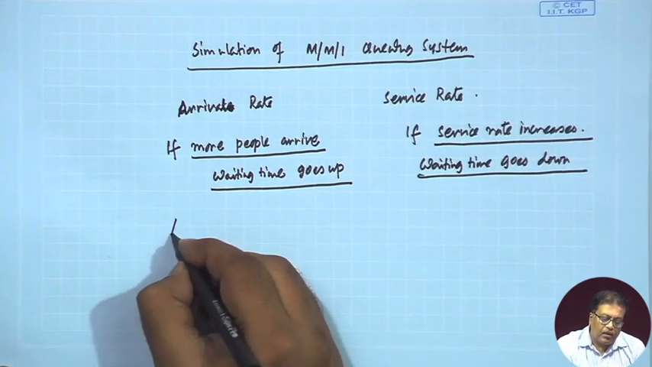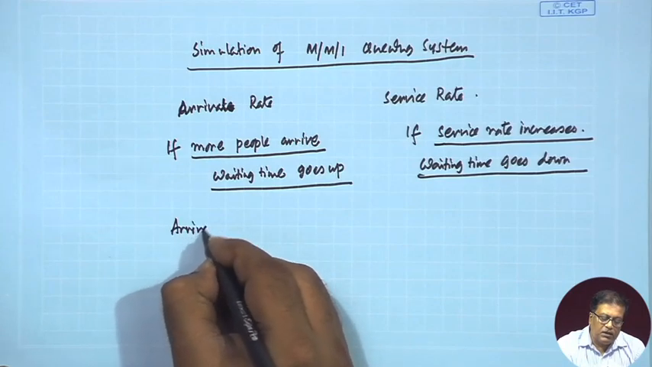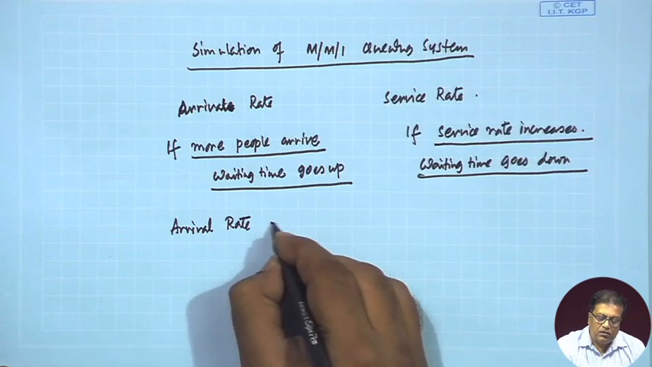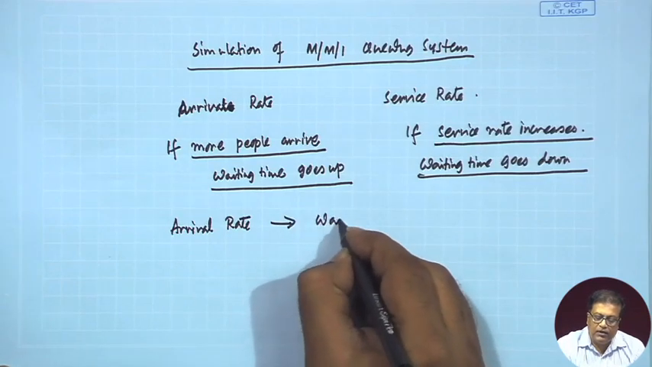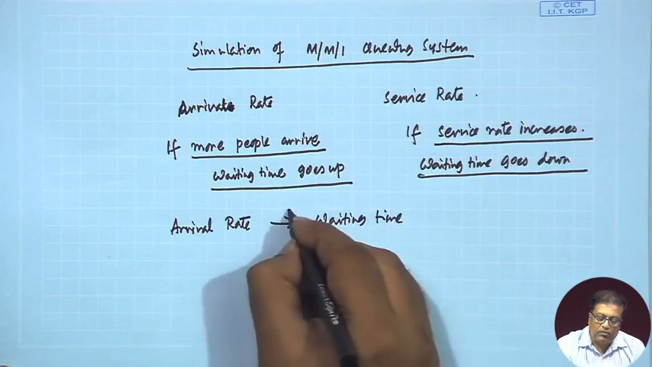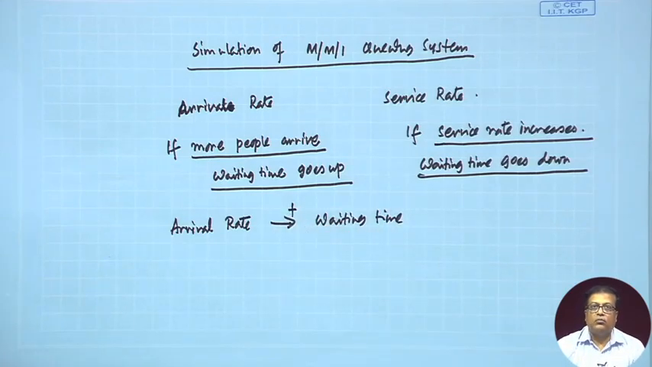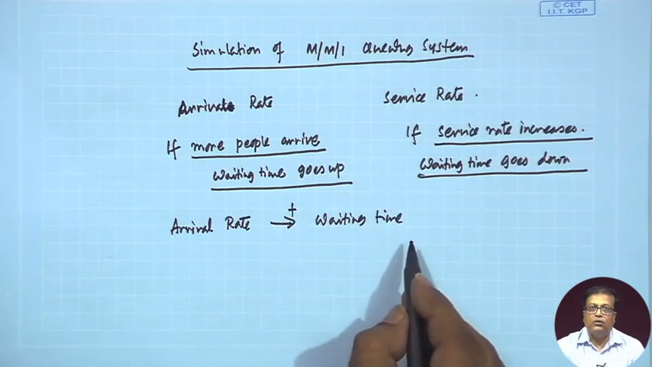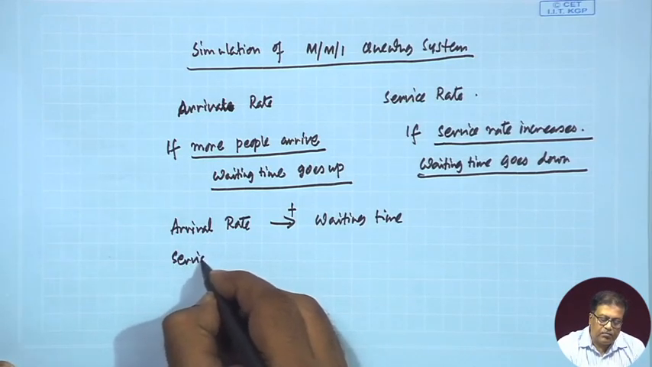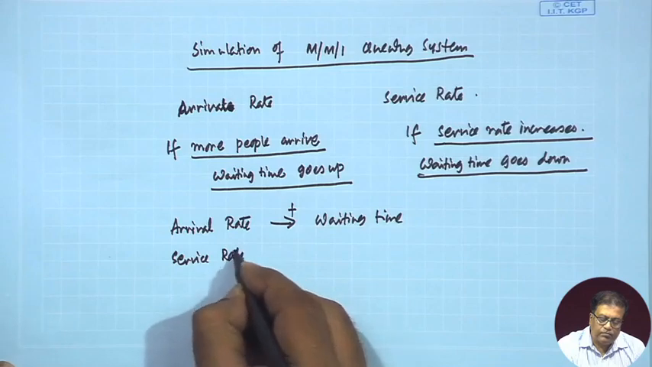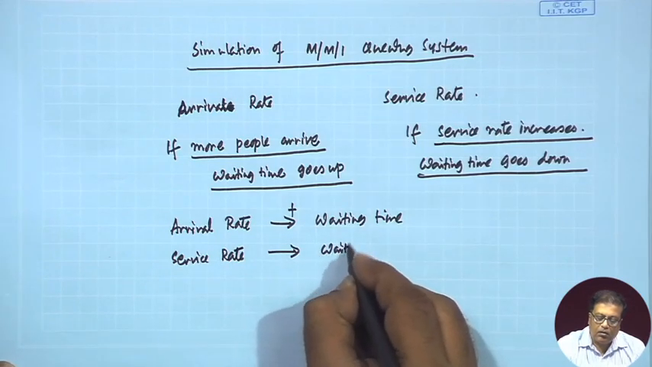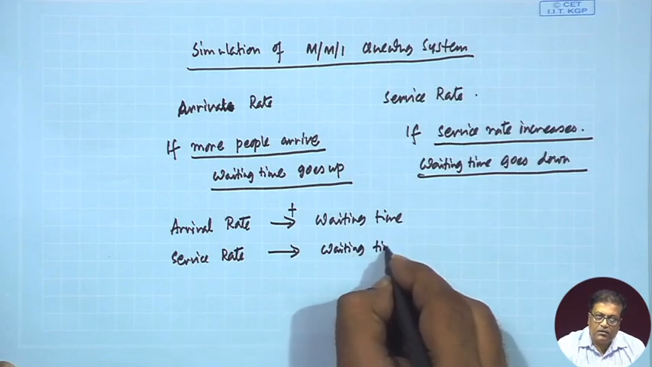So, what is the relationship between arrival rate and waiting time? You can put a plus. More arrivals, more waiting time. Service rate, you can put a minus.